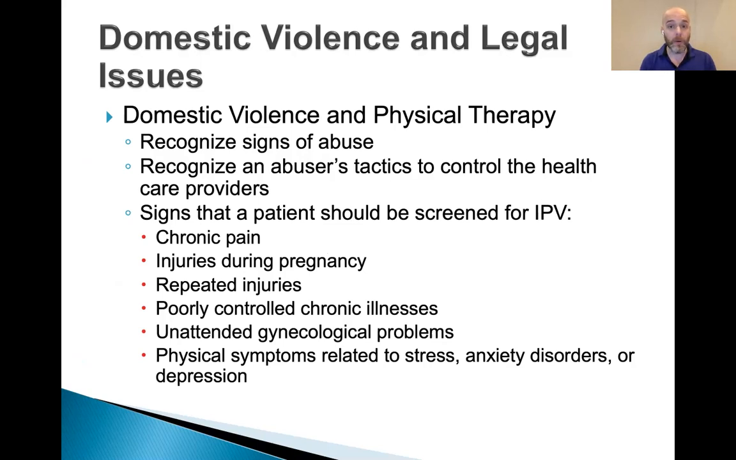So signs of abuse could be chronic pain that doesn't go away, injuries during pregnancy. I mean, it's not very common that pregnant women get injured. I mean, they do. They can bump their elbows. They can sprain their ankle. They might fall. But if a lady gets injured during pregnancy, that's usually a big deal. I mean, we're checking her out.